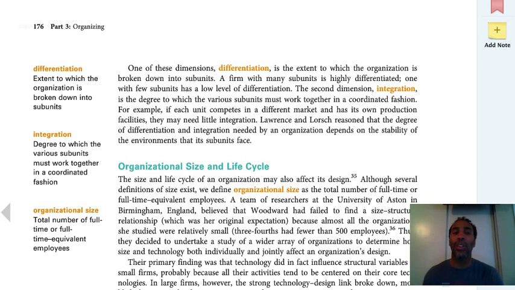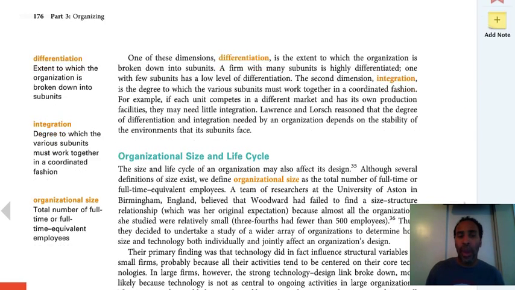Differentiation is the extent to which the organization is broken down into subunits, right? So how many different subunits do we have? And are we integrated? So integration is the degree to which the various subunits must work together in a coordinated fashion. Maybe they don't need to work together at all. And maybe they need to work hand in hand and in tandem in order to get pretty much anything done.